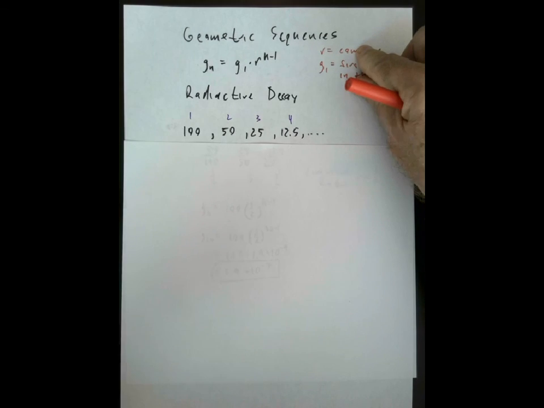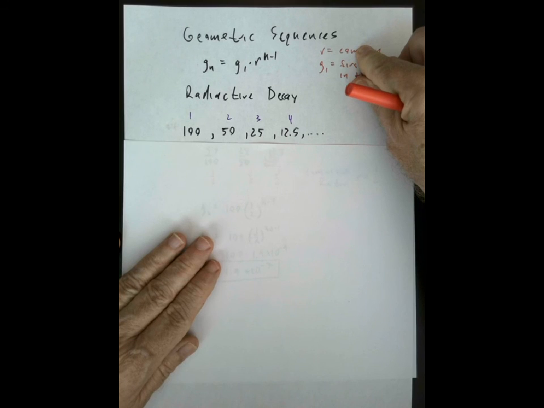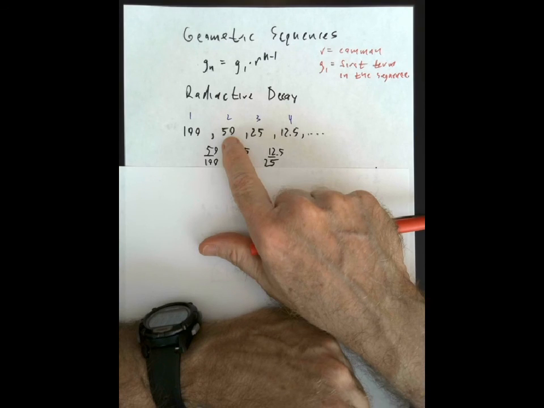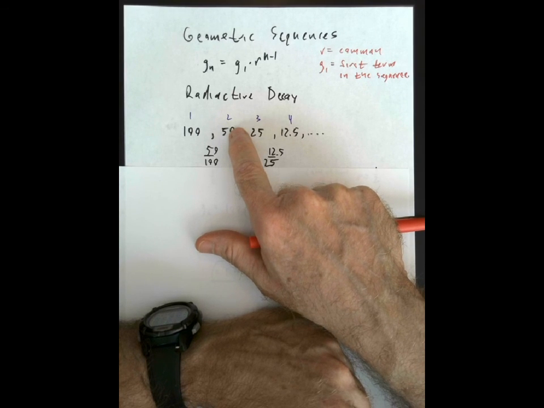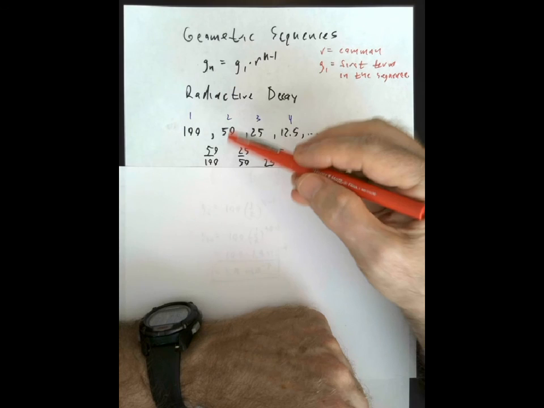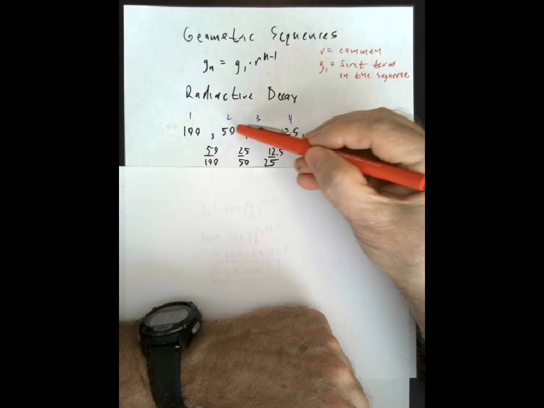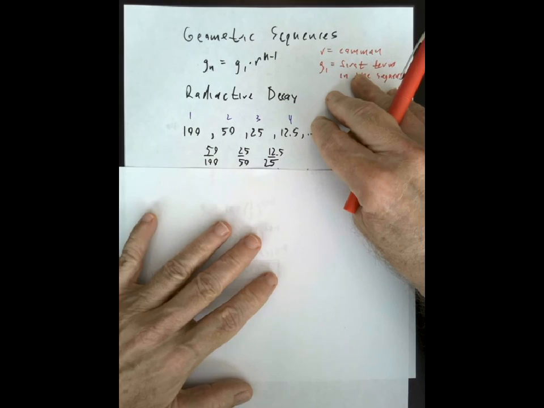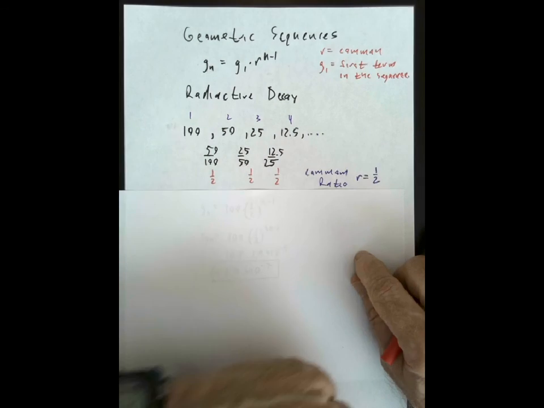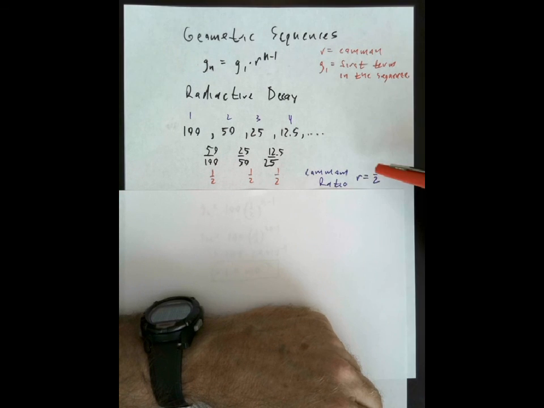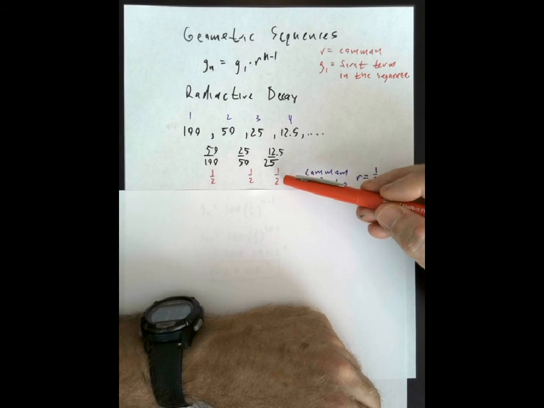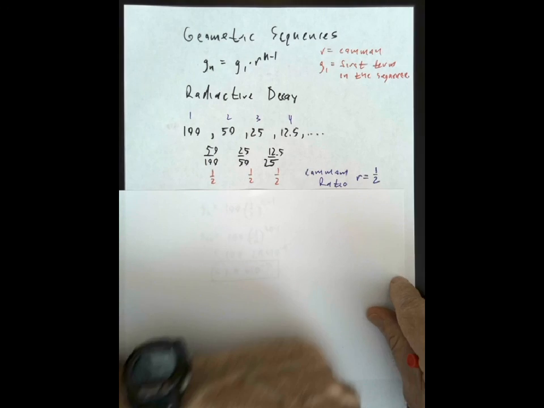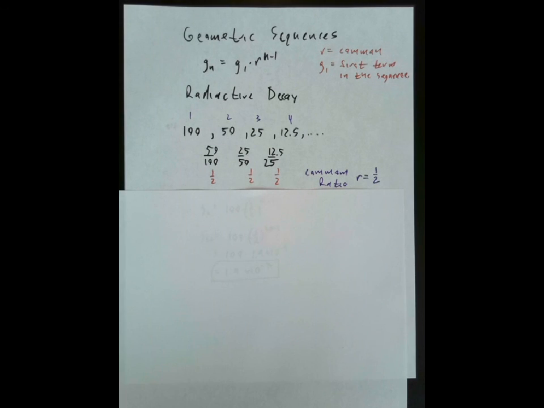Well, let's see if it's a geometric sequence. We'll divide. Remember, for geometric sequences, it's always the subsequent term divided by the previous term. So 50 divided by 100, 25 divided by 50, 12.5 divided by 25. Well, obviously, each one comes out to be 1/2, as you can see. And that's the common ratio. So it's a geometric sequence because each of those ratios are the same, right? So common ratio, R, is equal to 1/2. Okay, well, cool.